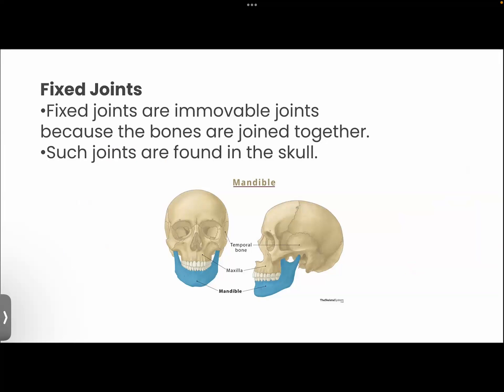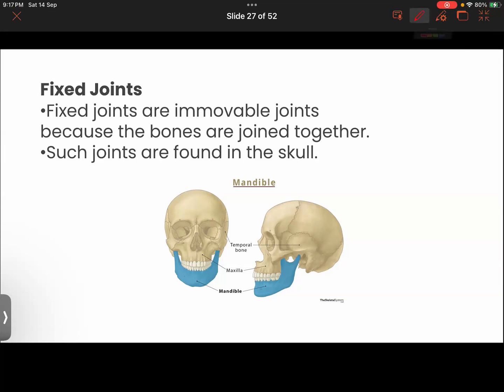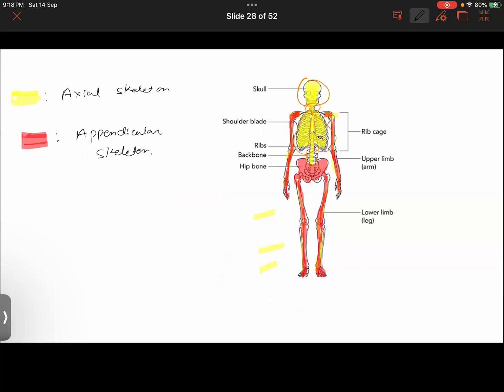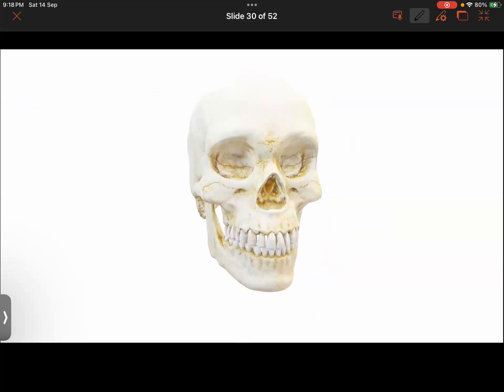Then we learn about the fixed joint, where we see that our skull is made up of different fragments of bones, but movement between these fragments is not possible. The only movable bone present in our skull is the lower jaw. Only the lower jaw can do some movement because it shows a joint. There are two places from where it is joined, here and here.